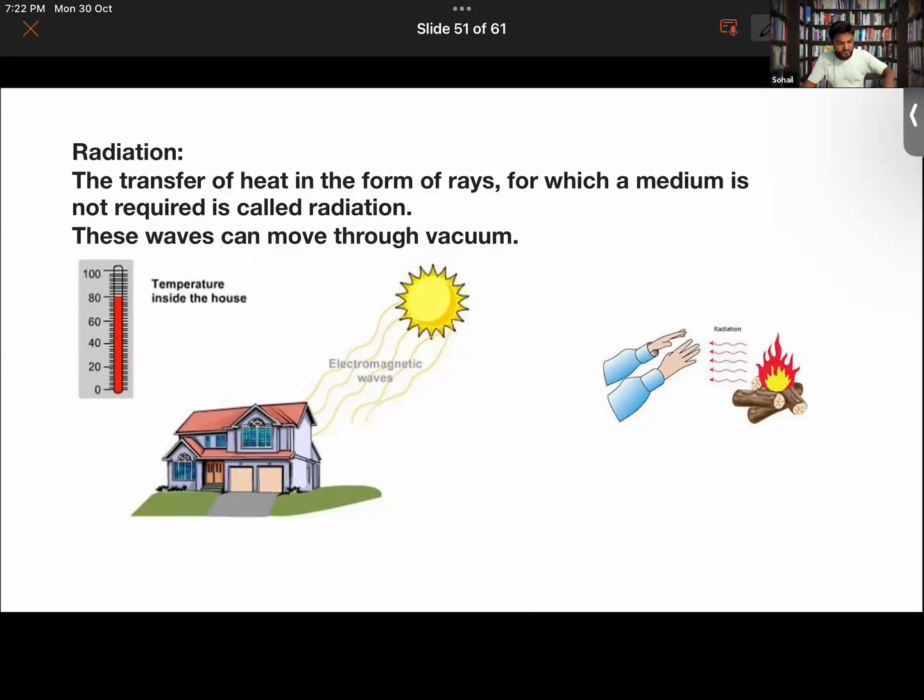Look over here. In the case of radiation, the example that you gave is also correct. If you look at the case of radiation over here, look at the sun from which electromagnetic waves are coming towards the surface of the earth and interacting with different surfaces on the earth. So here there is also transfer of heat. Transfer of heat energy is there from this hot body to this another body.